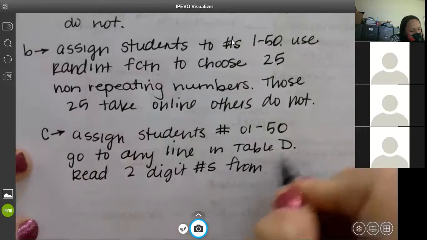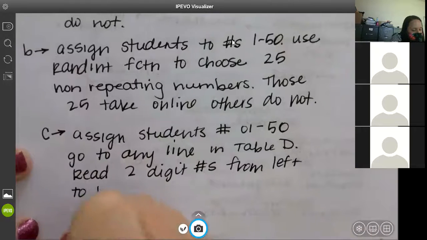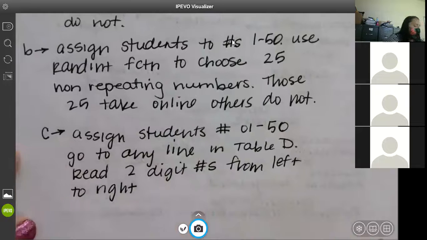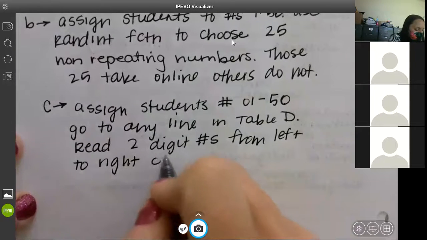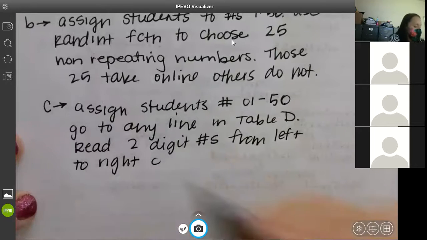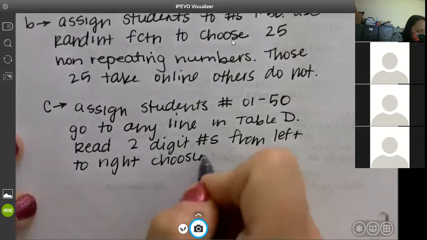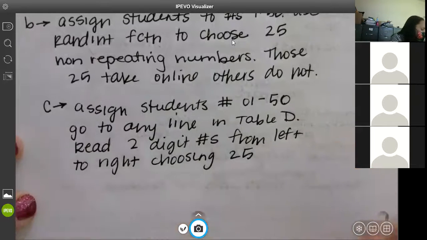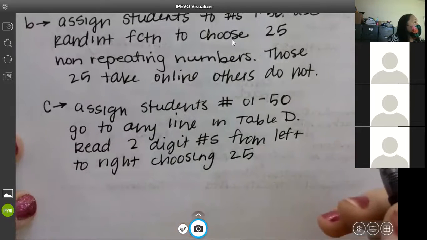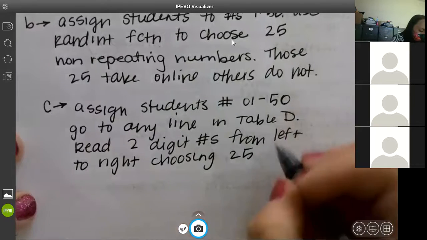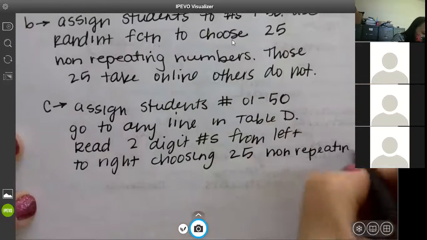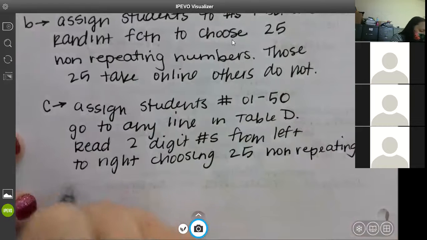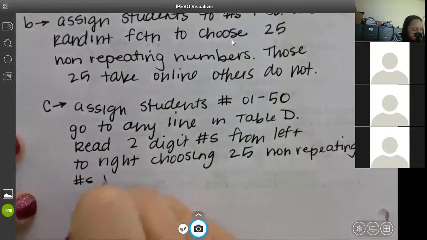And you have to be specific. So we're going from left to right, again, so that they can do your experiment. And what are we doing? Not which one, what are we doing every single time? Choosing what? Choosing 25 what? Keep going. But what do we have to make sure they don't do? 25 non-repeating numbers. Make sure you put within the range.